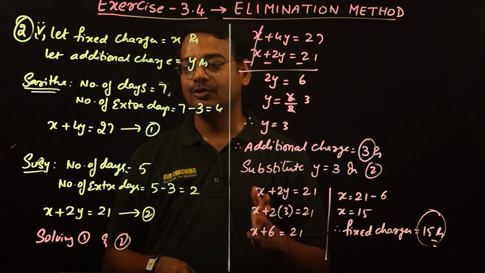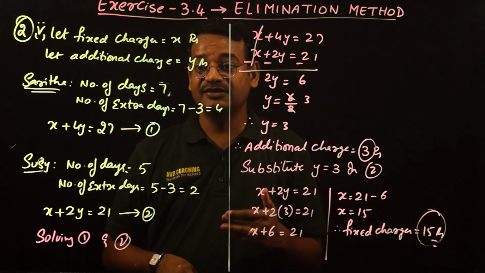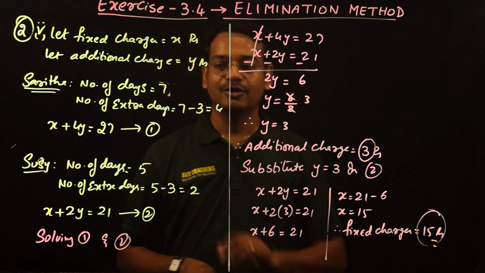3.5 we will be doing the cross multiplication method, and most of the time that method is supposed to be easy. But there is a formula to be remembered for that. Thank you so much.